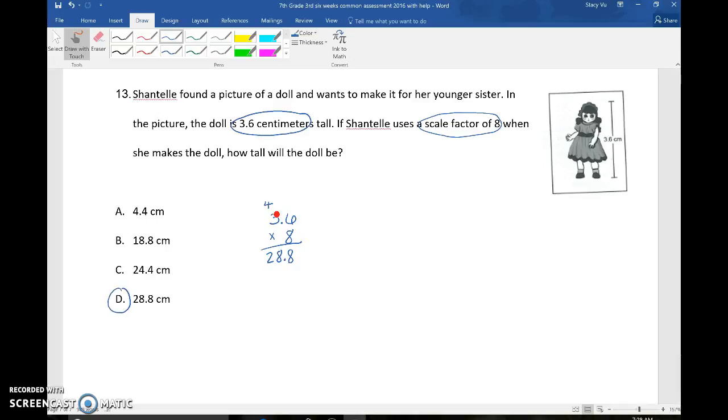So this is the most logical choice anyways. If you're looking at it, she found a picture, scale factor of 8. Well, you would think it's going to get bigger. You can't really multiply anything times 3 to get 4, not times 8. And if you just estimate 3 times 8 is 24, you would be down to these two choices anyways.